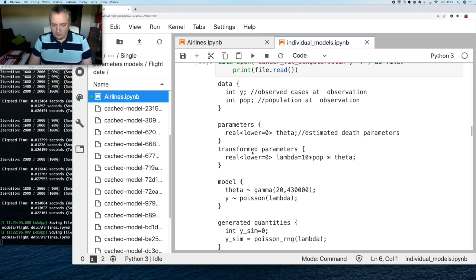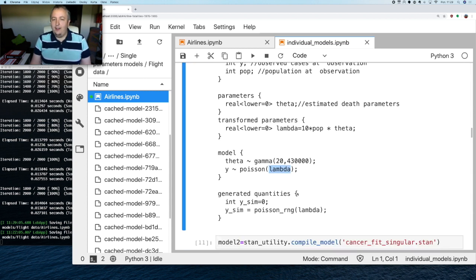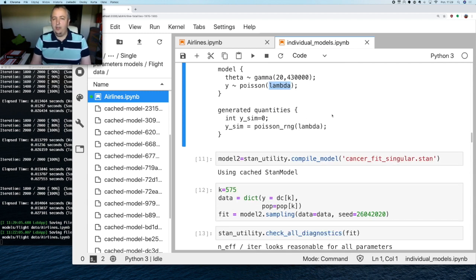So having that, our model uses the transformed parameter lambda. As you can see, we assigned a prior for theta, which is used in the transformed parameters to compute lambda, and this lambda is used here. So it makes the model more legible. And of course, we are generating quantities, so we are sampling how many deaths are possible from each lambda.